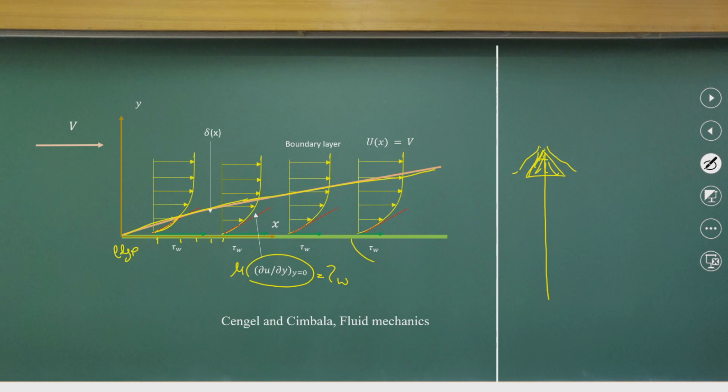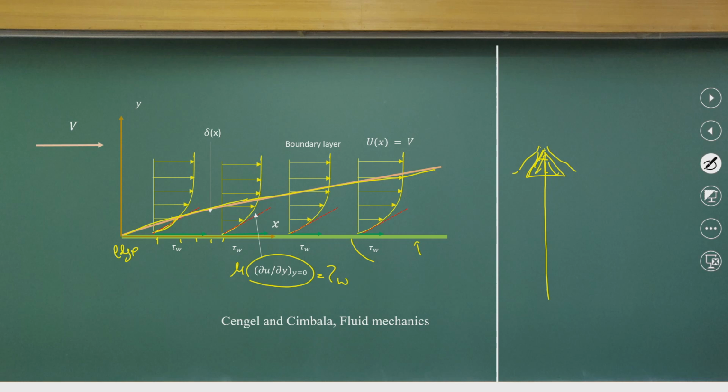You can understand that at the front end we will have a higher shear stress, and as you go downstream the shear stress decreases. That is the reason the materials used at the front end of a wing, aeroplane wings or missile structures, need more strength as compared to the downstream part. You can correlate it with the field conditions.